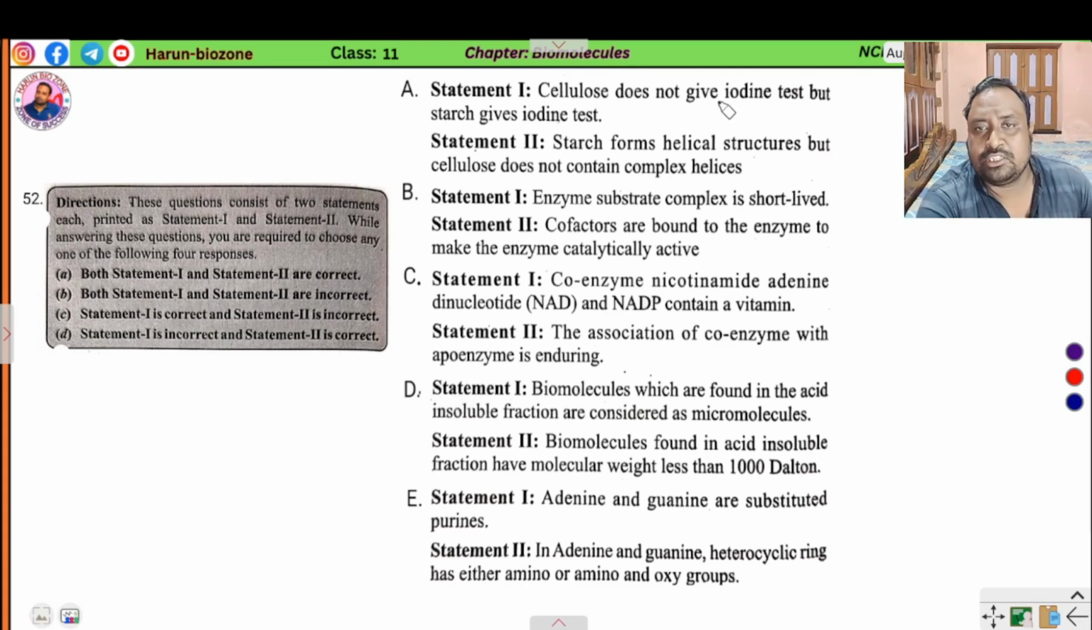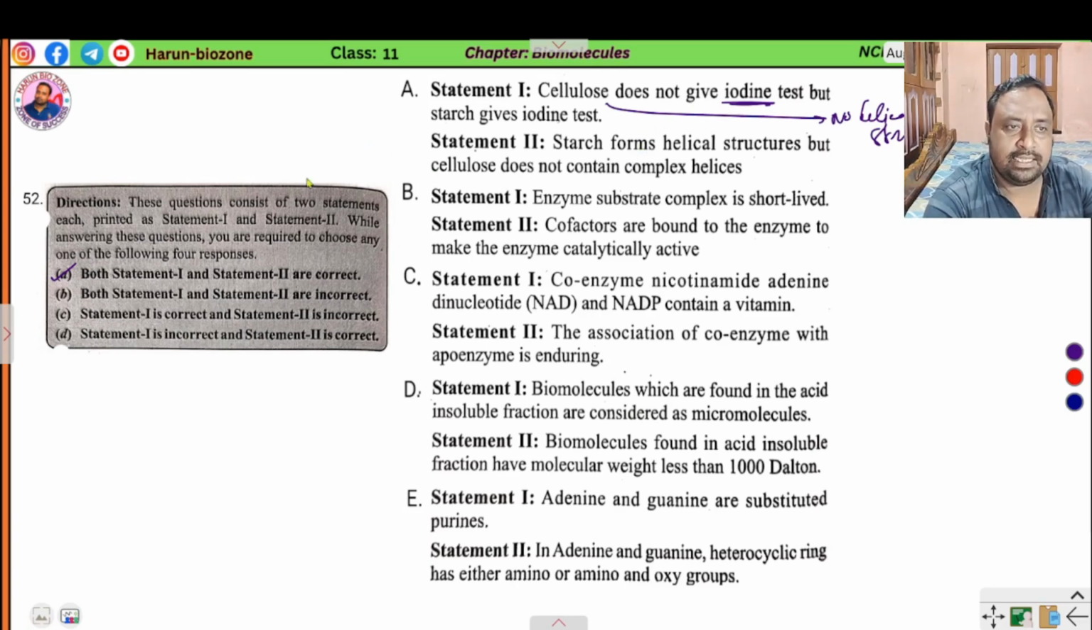52. Statement: cellulose does not give the iodine test but starch gives the iodine test. Starch forms a helical structure, but cellulose does not contain a complex helical structure. Here A is correct, both statements A and B are right. Because cellulose has no helical structure, it does not show the iodine test, but starch has a helical structure, so it shows the iodine test. So the answer is A, both statements are correct.